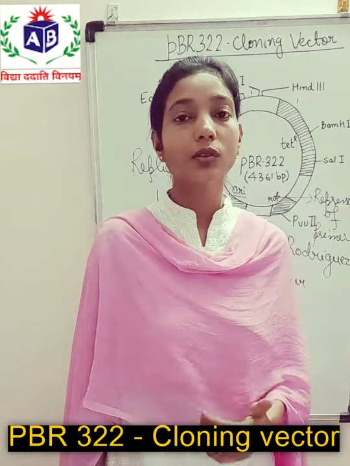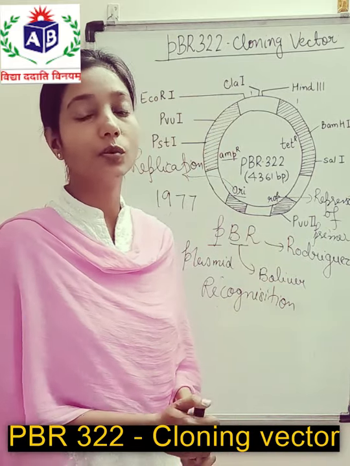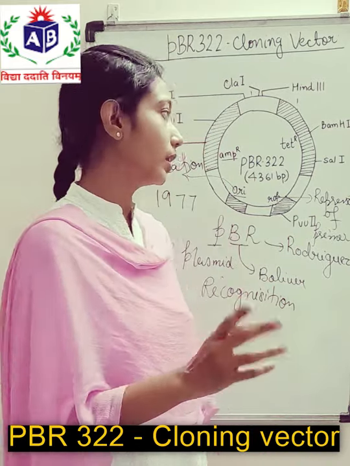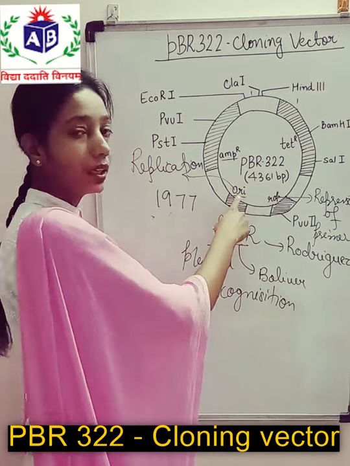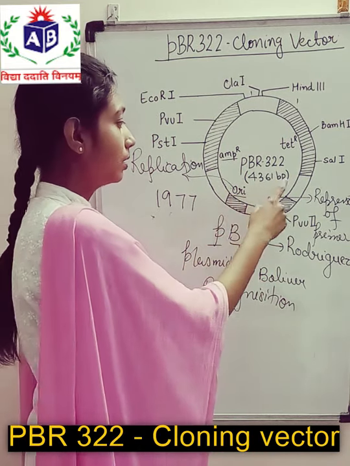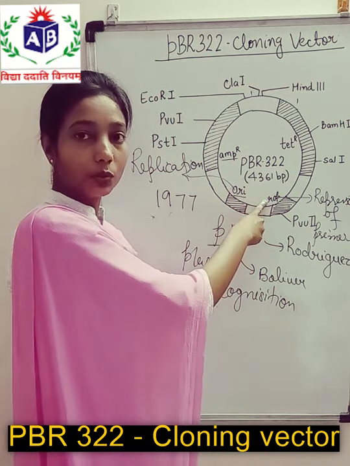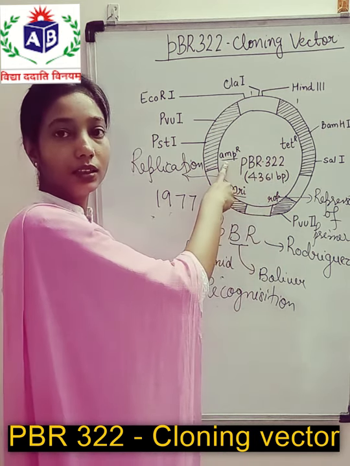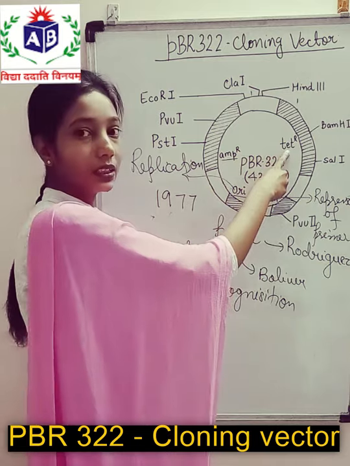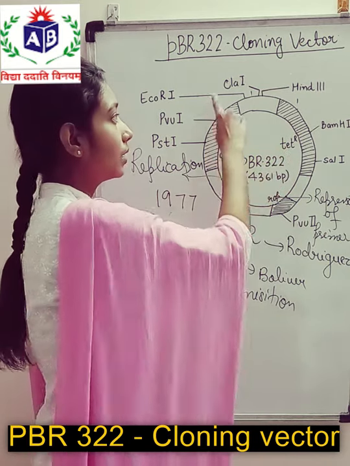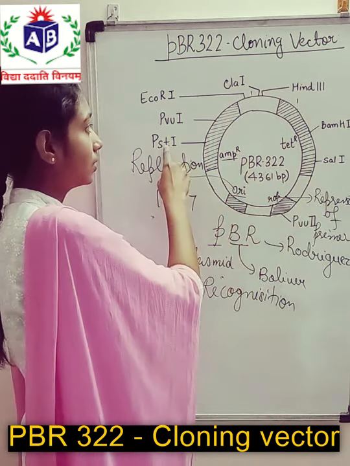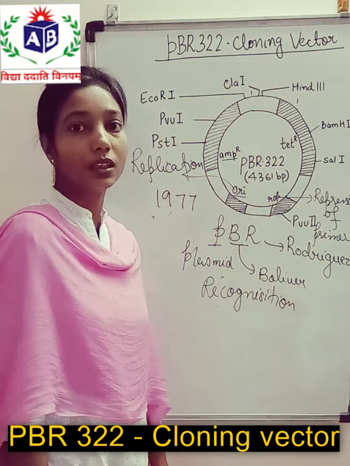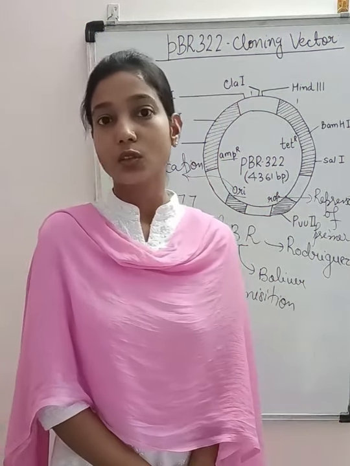So in pBR322, there are four very important components as we have discussed: ORI, which is the origin of replication; ROP, which controls the number of copies of a plasmid; the selective markers, that is the ampicillin resistance and tetracycline resistance genes; and the various restriction recognition sequences present in the plasmid. That's all for today.